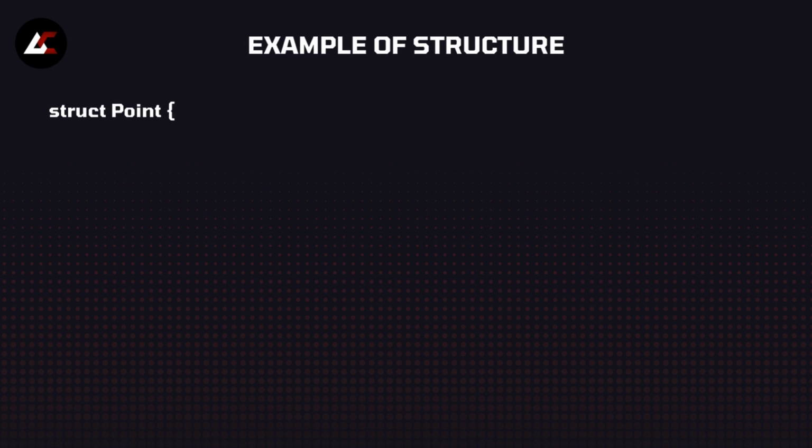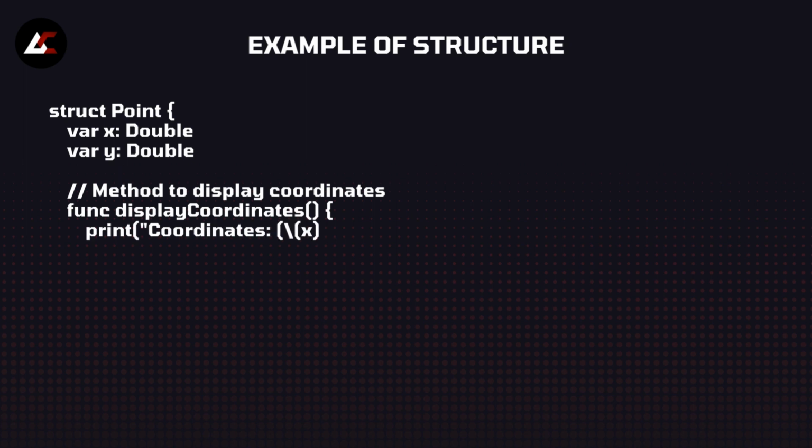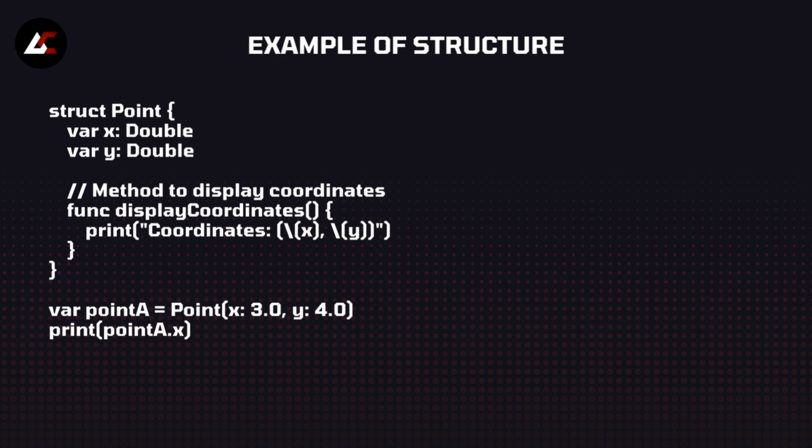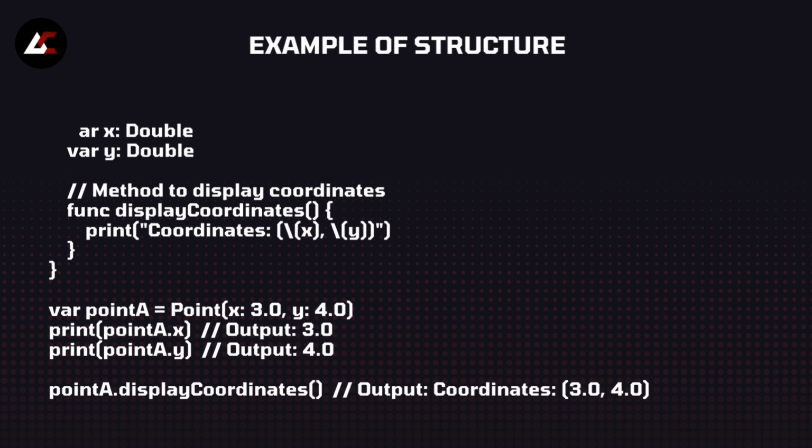Let's explain with an example of a structure. Properties x and y are properties of the structure representing the coordinates of a point in two-dimensional space. The method displayCoordinate is a method that prints the coordinates of the point when called. Methods in structures are functions associated with a structure that can operate on its properties. This structure encapsulates the concept of a point in two-dimensional space, with properties representing its coordinates x and y, and a method to display those coordinates. Structures are useful for organizing and modeling simple data types in Swift programming.